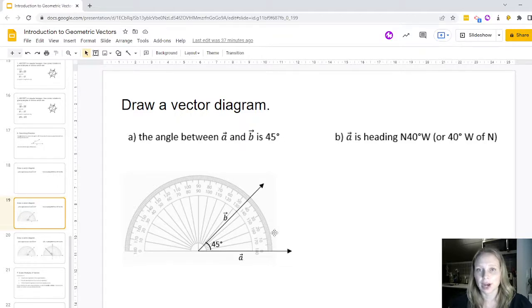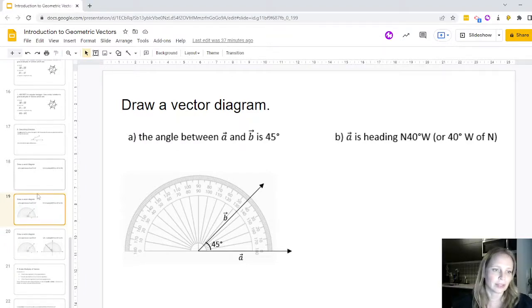Another way of describing direction is by using north, east, south, and west. So we could say that vector A is heading north 40 degrees west. What that means is you're going north, and then, looking straight ahead of you, you rotate 40 degrees to the west. If it helps you to think about it differently, this means 40 degrees west of north. So north, but 40 degrees west of that.